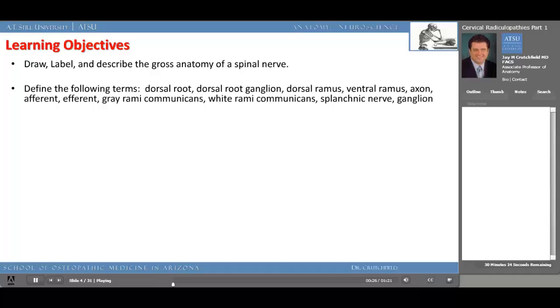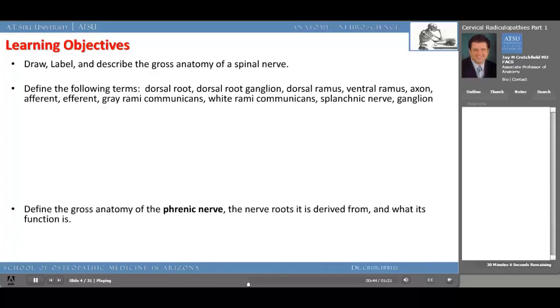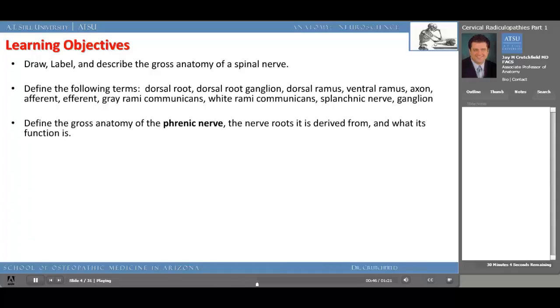The dorsal root ganglion, a dorsal ramus, a ventral ramus, an axon, an afferent or efferent axon or nerve, a gray rami communicans, a white rami communicans, a splanchnic nerve, and a ganglion. In addition, define the gross anatomy of the phrenic nerve and tell me what nerve roots it's derived from and what its function is.